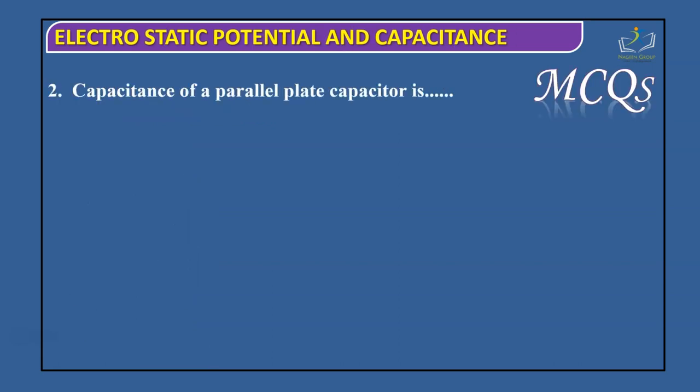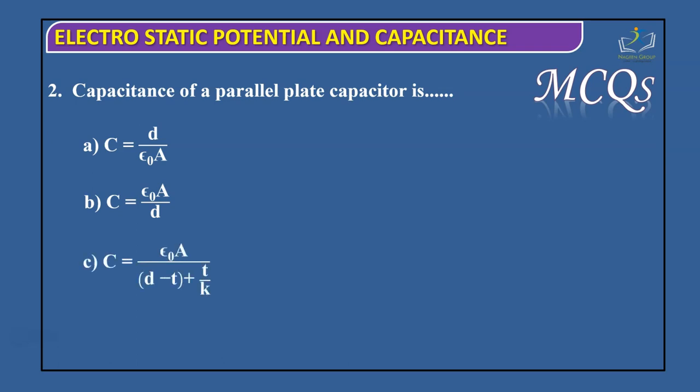The capacitance of a parallel plate capacitor is: C equals D by epsilon naught A; C equals epsilon naught A divided by D; C equals epsilon naught A divided by (D minus T plus T by K); or C equals epsilon naught A divided by D. So among all these options, which option is correct? Yes, the correct option is C.